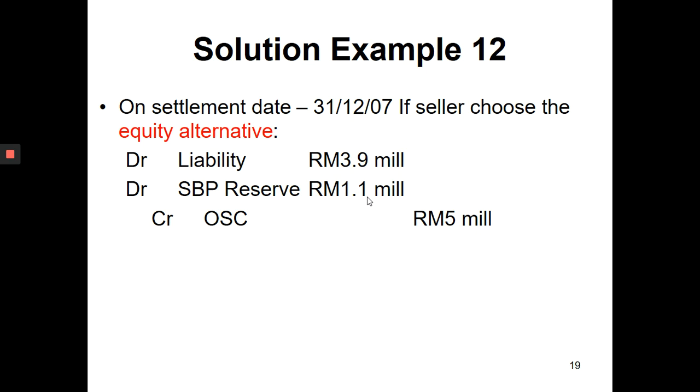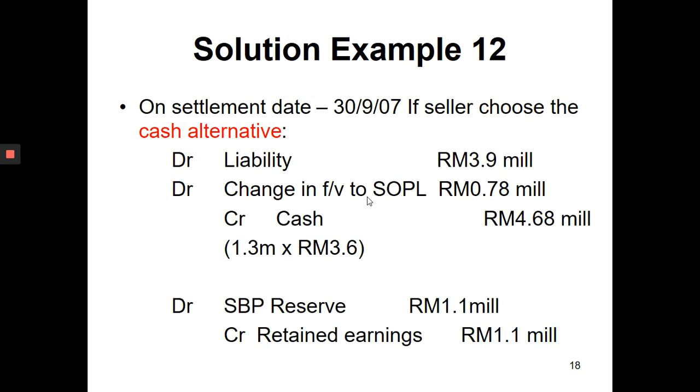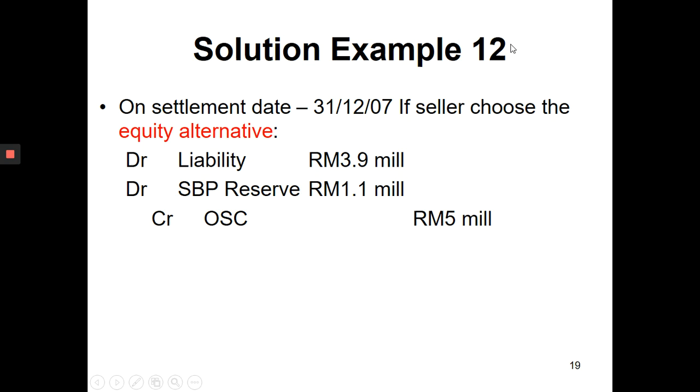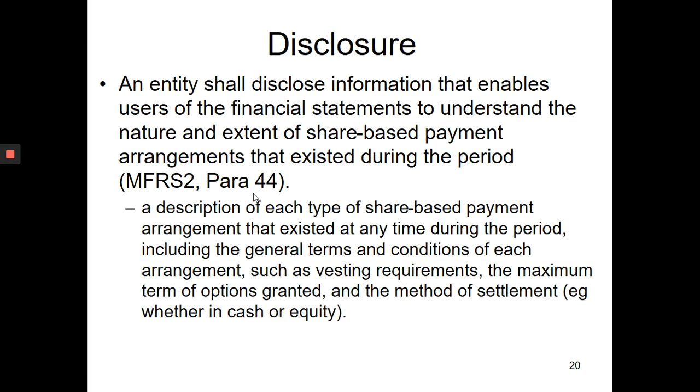So kalau yang ini katakanlah example 2 ni dia bagi pilihan, dia bagi you skema jawapan lah. Mungkin dalam soalan sebenar dia akan cakap seller tu pilih cash alternative. So kalau seller tu pilih cash alternative, yang ini you tak payah buat lah. Yang ini kalau dia memilih equity alternative.